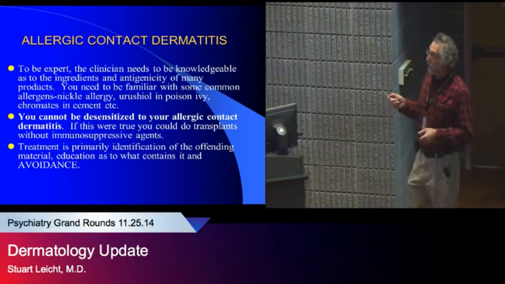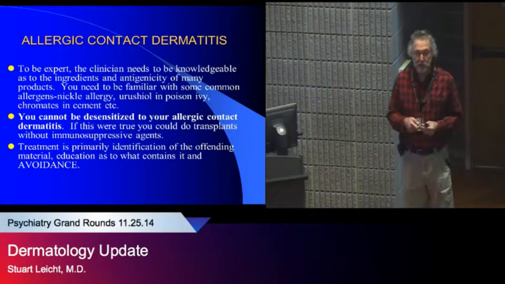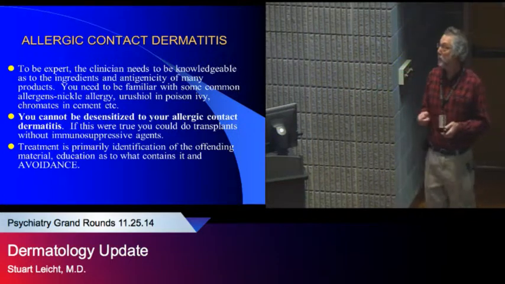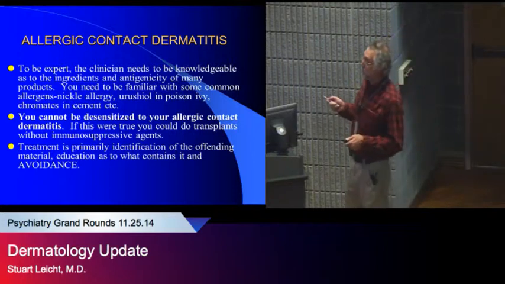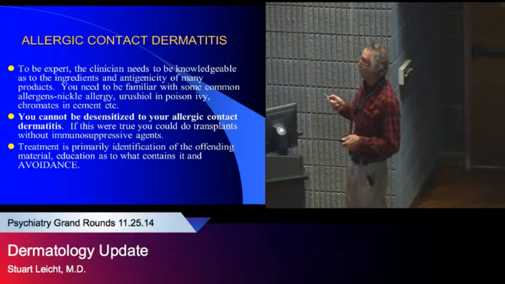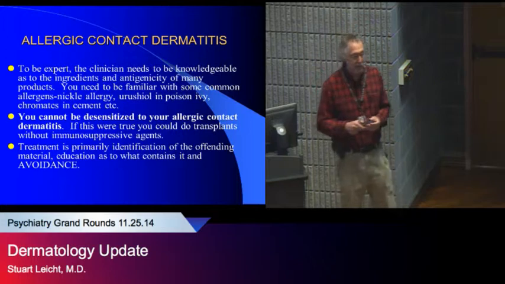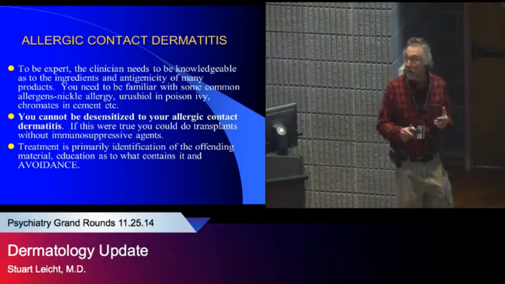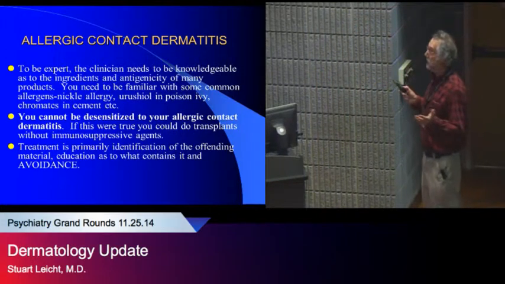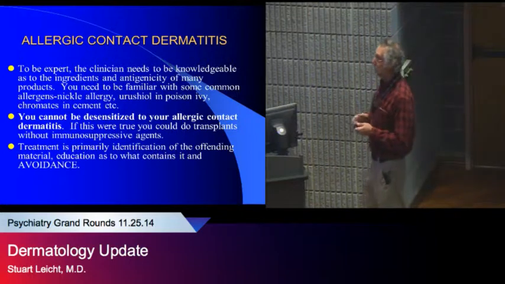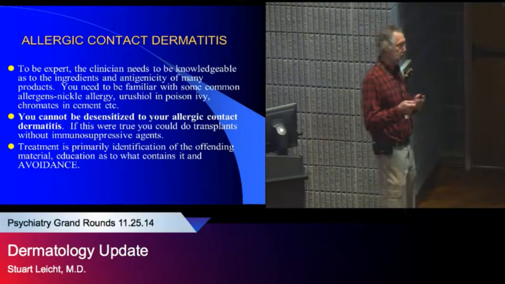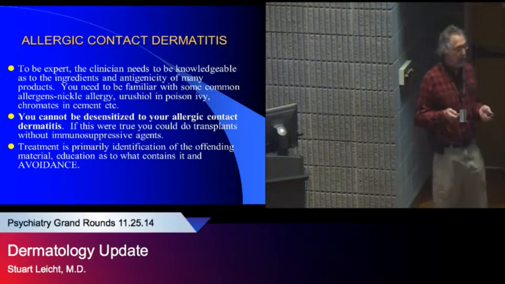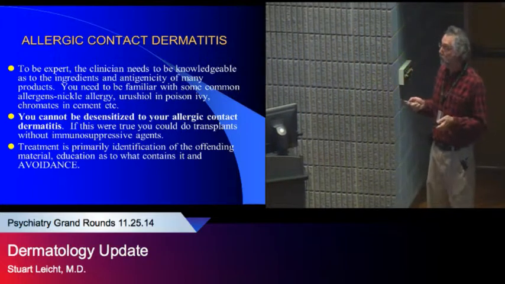To be expert in this field, and it's almost a subspecialty really within dermatology, a clinician needs to be knowledgeable as to what ingredients and antigenicity are in many products. However, you need to be familiar, I think, with certain common things. Poison ivy, allergies to nickel, chromates and cement. There are a few things that you're going to see in everyday practice where patients are going to come to you where I think a knowledge of the common things is going to be important.